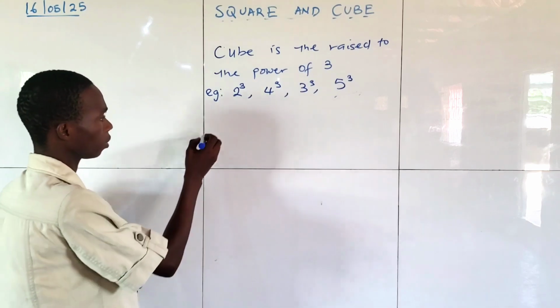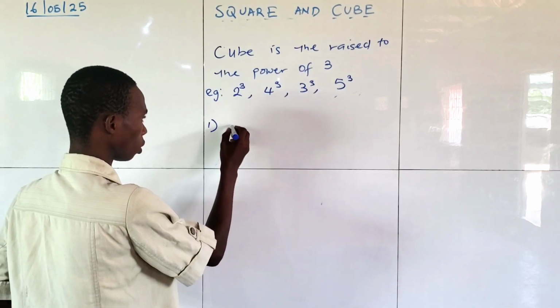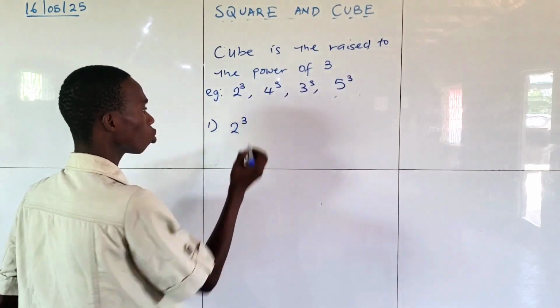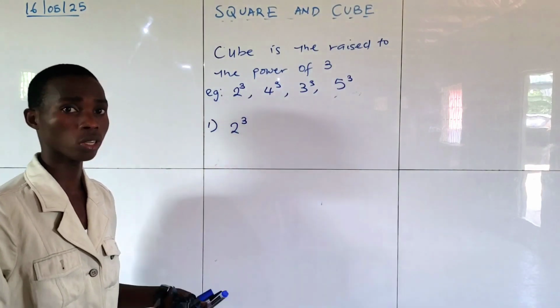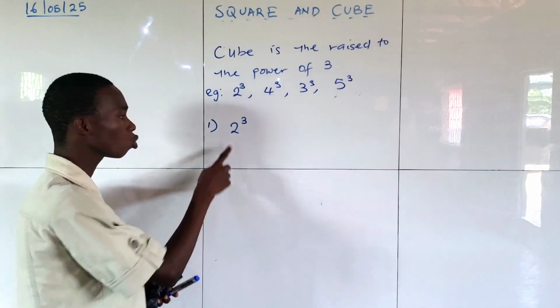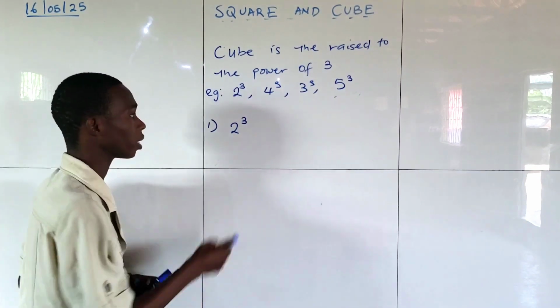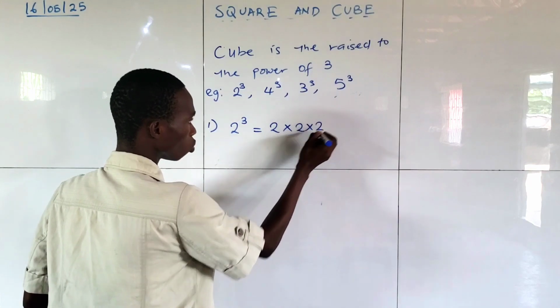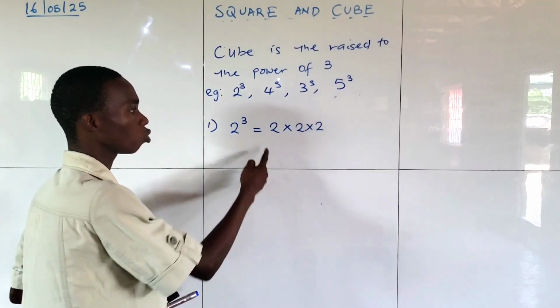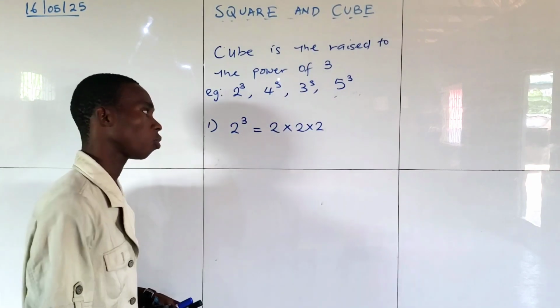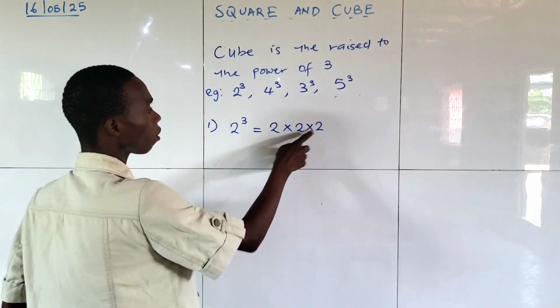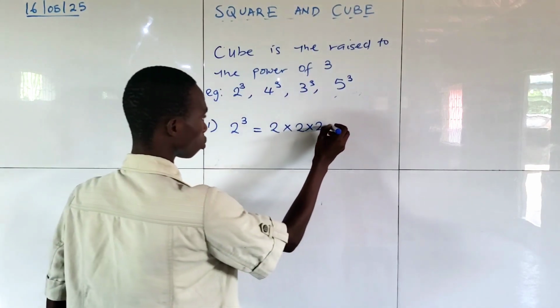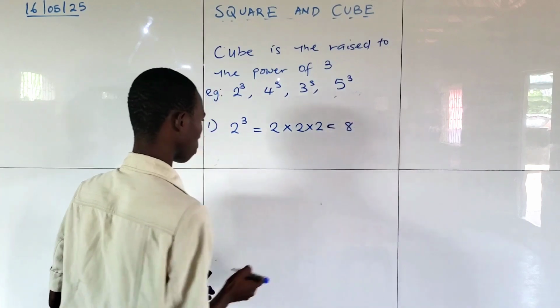Now we have the first one. Let's solve for the first one. 2 cube, or we call it 2 raised to the power of 3. So this 2 here will multiply itself 3 times, which is 2 times 2 times 2. Now, 2 times 2 will give us 4. 4 times 2 will give us 8. So our answer here is 8.